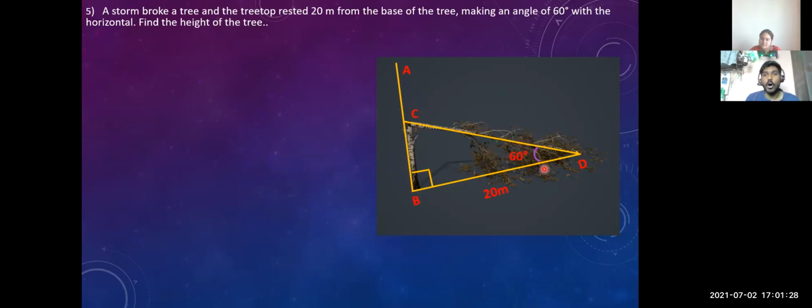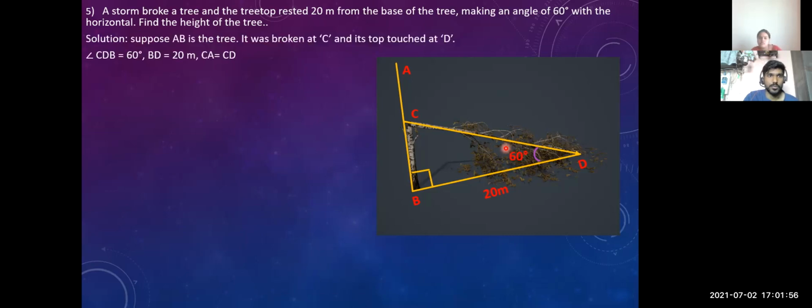The distance of the top from the base of the tree is also given as 20 meters, and the angle is given as 60 degrees. You have to find out the height of the tree. AC or AB is not given. Nothing is given. So then how?